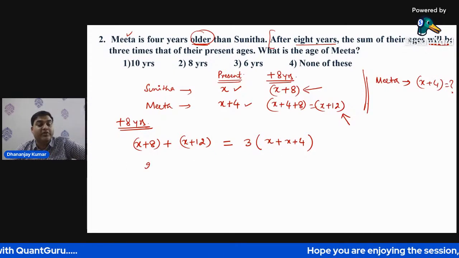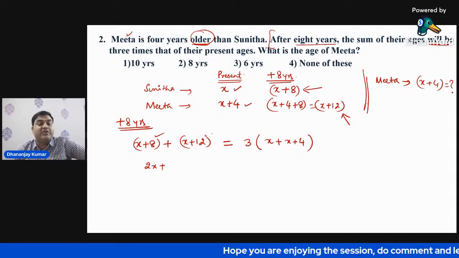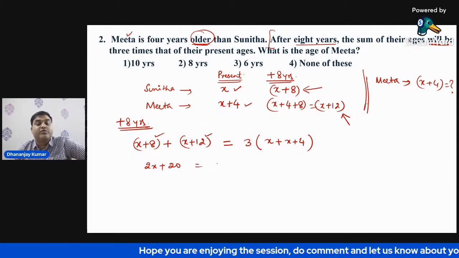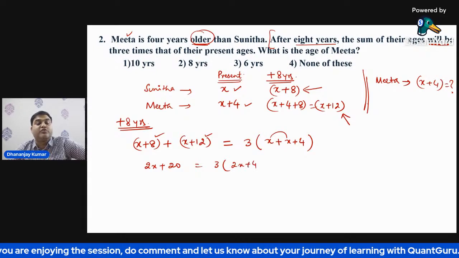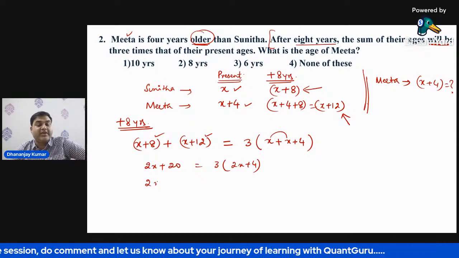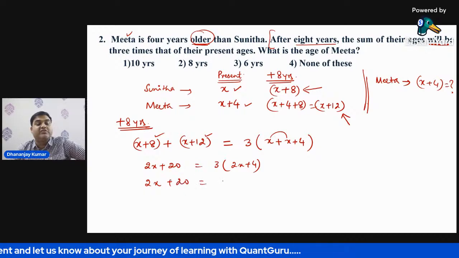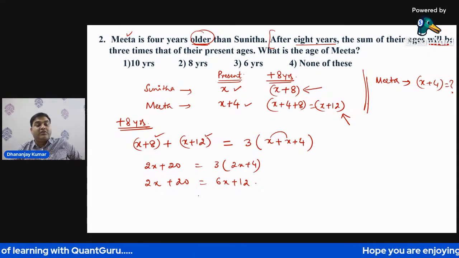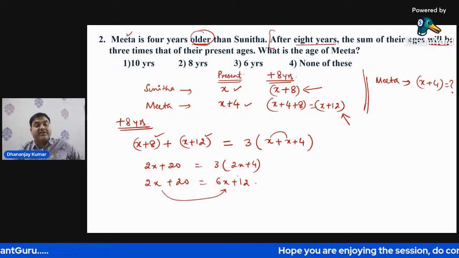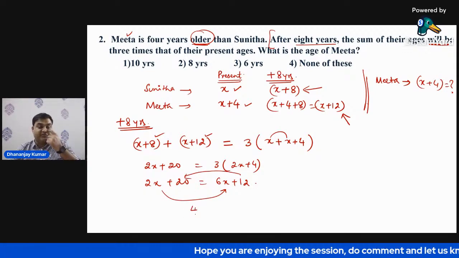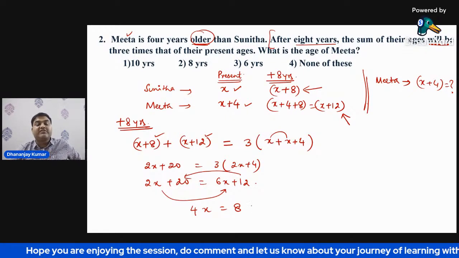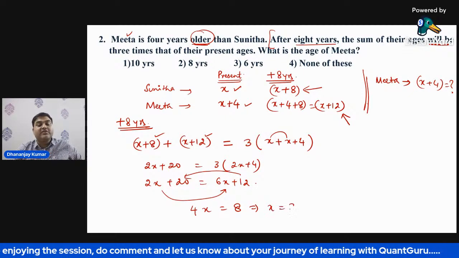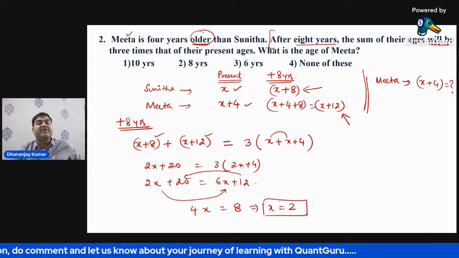x plus x is 2x. 8 plus 12 is 20. So 2x plus 20 is equal to 3 into x plus x is 2x plus 4, that means 6x plus 12. That means this goes this side and this goes this side. That means 4x is going to be equal to 8. 4x is equal to 8. So x is equal to 2.